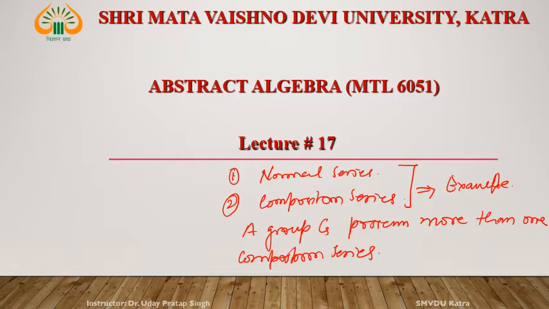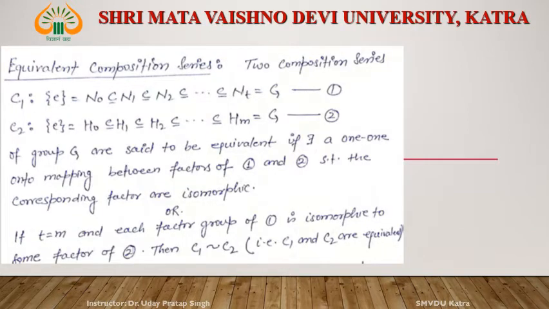Then a natural question arises: if a group possesses more than one composition series, then what is the relation between those composition series? The answer to this question is given by Jordan and Hölder. Now in today's class we will discuss the Jordan-Hölder theorem. The Jordan-Hölder theorem says that if any group has two or more composition series, then they are equivalent.